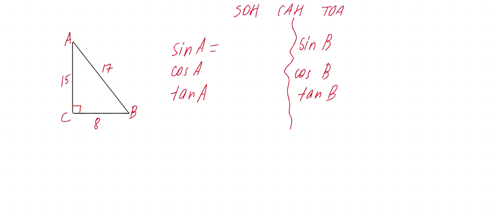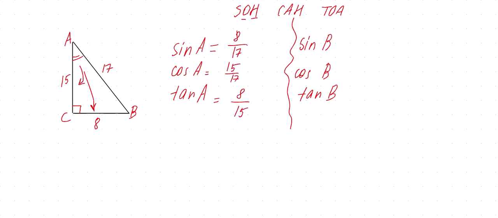So sine goes as opposite over hypotenuse. So for angle A, the opposite will be 8 over hypotenuse 17. So cosine of A will be adjacent, which is 15, so it's adjacent over hypotenuse. And tangent will be opposite over adjacent. So 8 over 15.